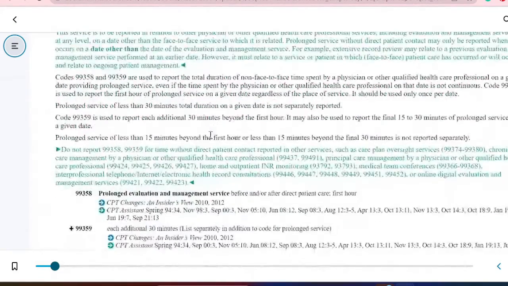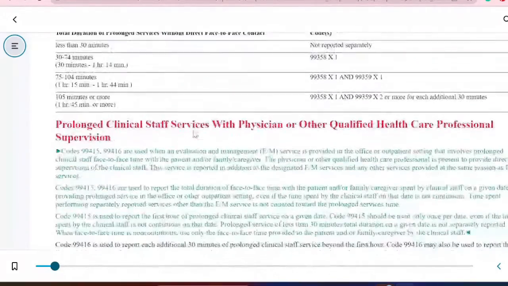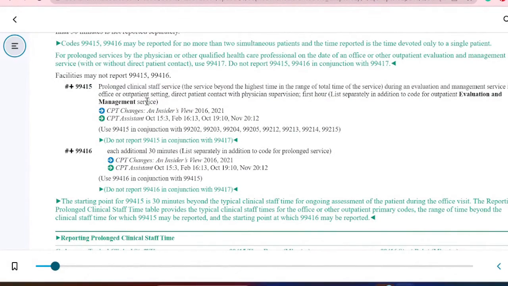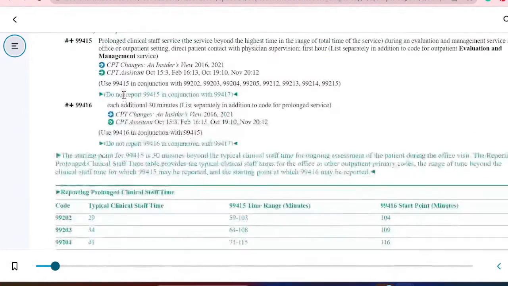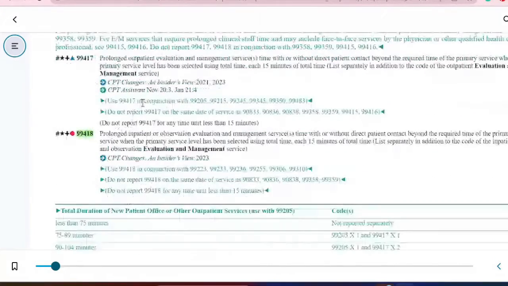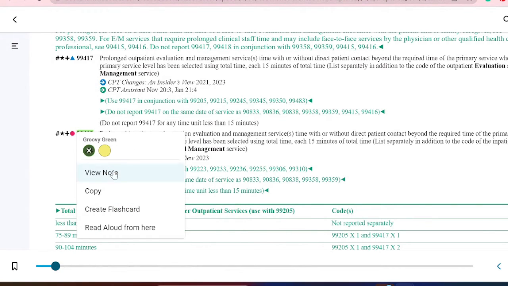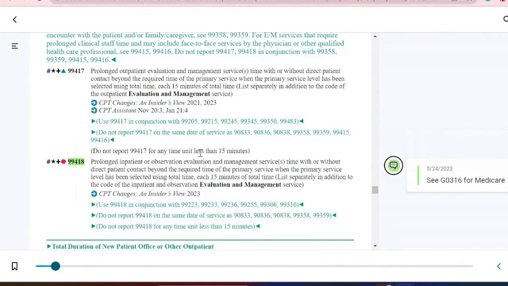So here's our prolonged service codes, and we have different ones for if there was face to face care, if there's non face to face care, where the patient was located. And here we have them for our prolonged inpatient and observation patients. So if you'll note here, this is highlighted in green in mine, and that's because I wrote myself a little note. And this note says G0316 for Medicare, which means I don't want to be in my CPT book. I want to be in my HCPCS. So let's go back here into my HCPCS book.